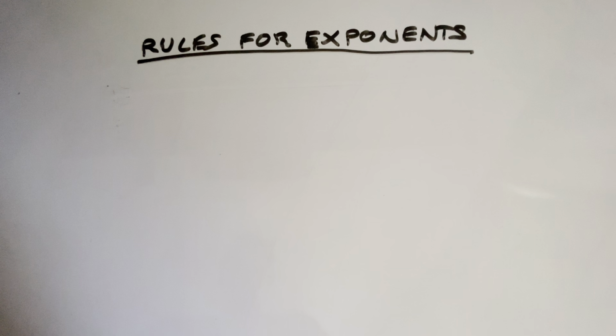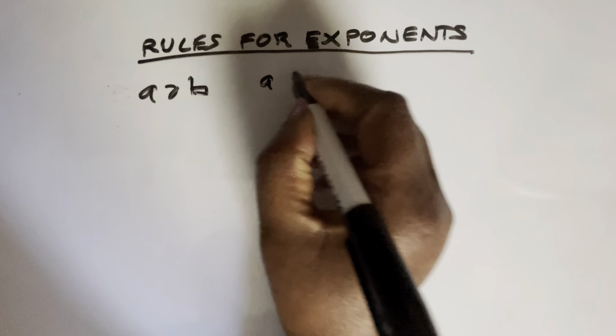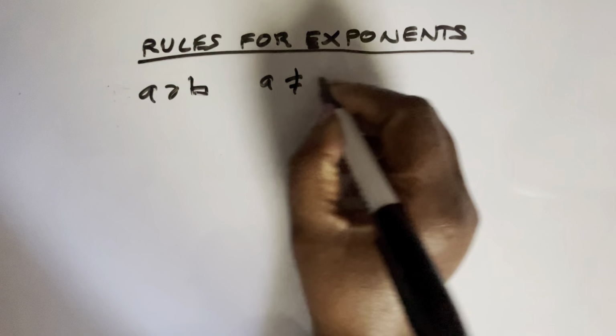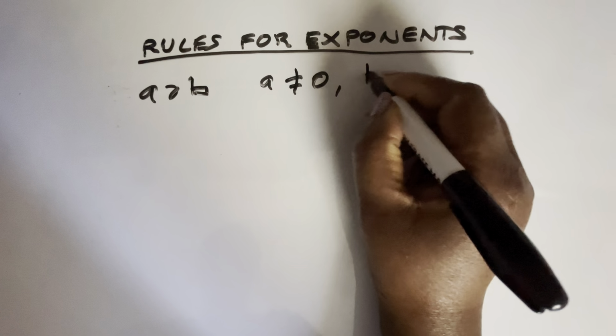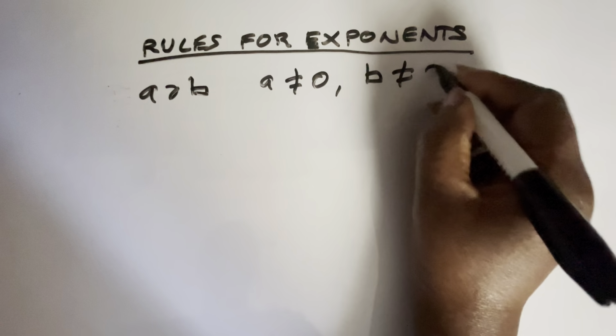Today we are going to discuss rules for exponents. So for any real numbers a and b, except when in the denominator, then a is not equal to 0 and b is not equal to 0, and positive integers r and t. So in the denominator, a cannot be 0 and b cannot be 0.